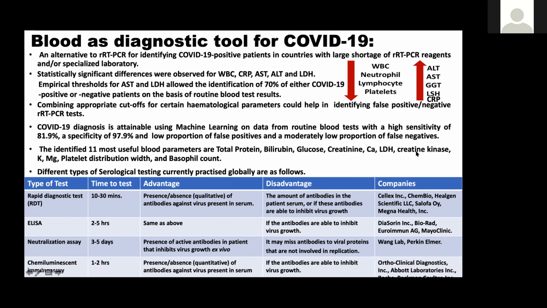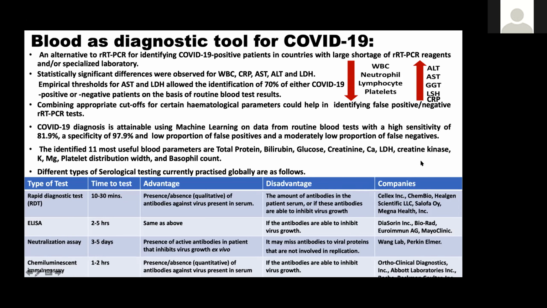virus replication or not. So some studies have been conducted to see if blood parameters can help us know whether a patient is positive or not. In a study, it has been identified that some parameters like WBC, neutrophils, lymphocytes, and platelets go down drastically, which are statistically significant in COVID-19 patients, while ALT, AST, GGT, LDH, and C-reactive protein go up many-fold. So these can be used as parameters to distinguish between COVID positive and COVID negative.